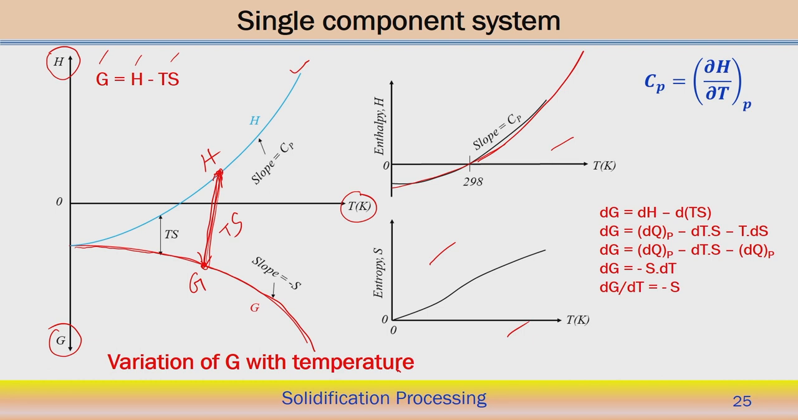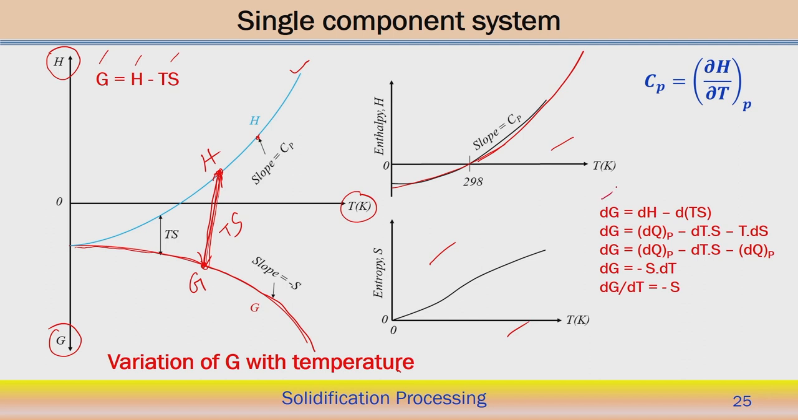So, we already know that on the enthalpy versus temperature curve, at any point the slope is equivalent to the specific heat at constant pressure, Cp. But on the G curve, the slope can be calculated as minus S. We can see this calculation, how to estimate the slope on the G curve.